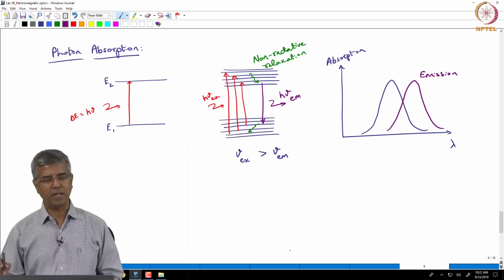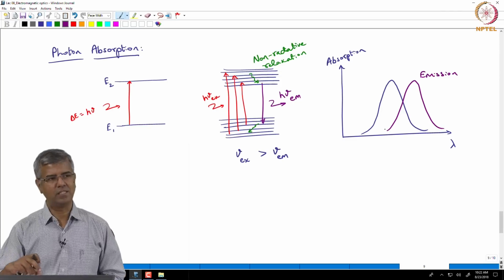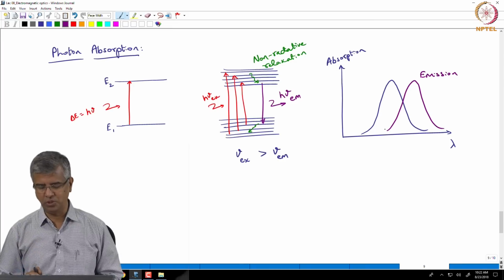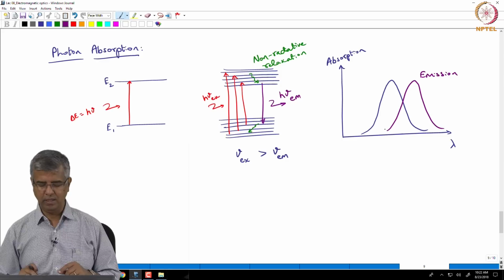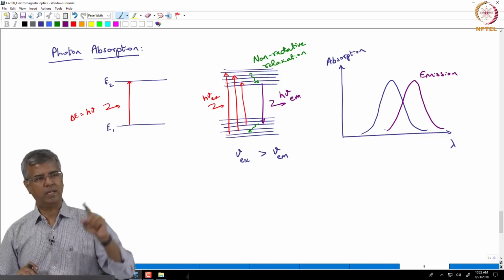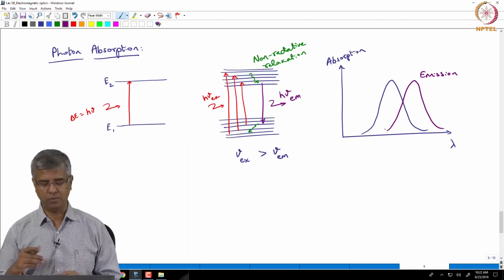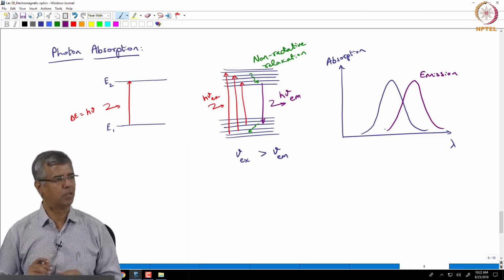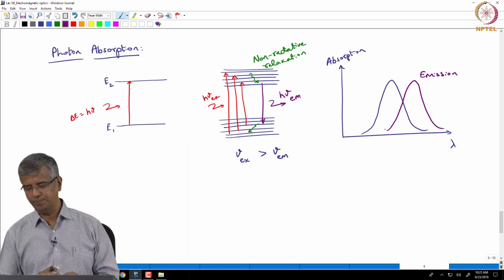Okay. Mind you, I have shown some regions where it is overlapping. What does that mean? Since there is a broad distribution at the higher energy level and a broad distribution at the lower energy level, you could have a photon that is absorbed and a photon that is emitted, both having almost the same energy, right?